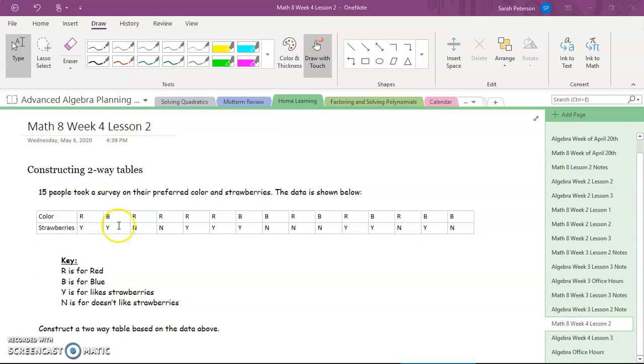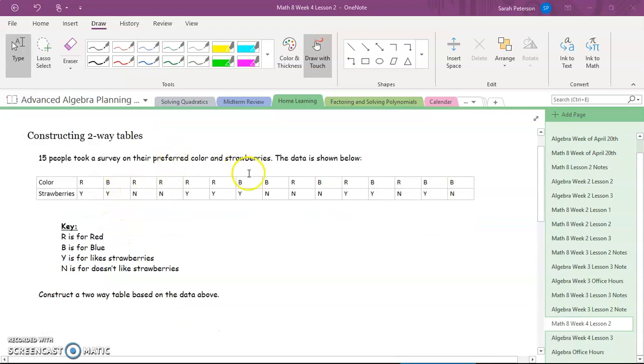So it says 15 people took a survey on their preferred color and strawberries. The data is shown below. So it says color, and there's a bunch of R's and B's, which if you look in the key, R is for red and B is for blue. And then strawberries, yes, no. Y is for yes, likes strawberries, and N is for doesn't like strawberries. Then they want us to construct a two-way table.